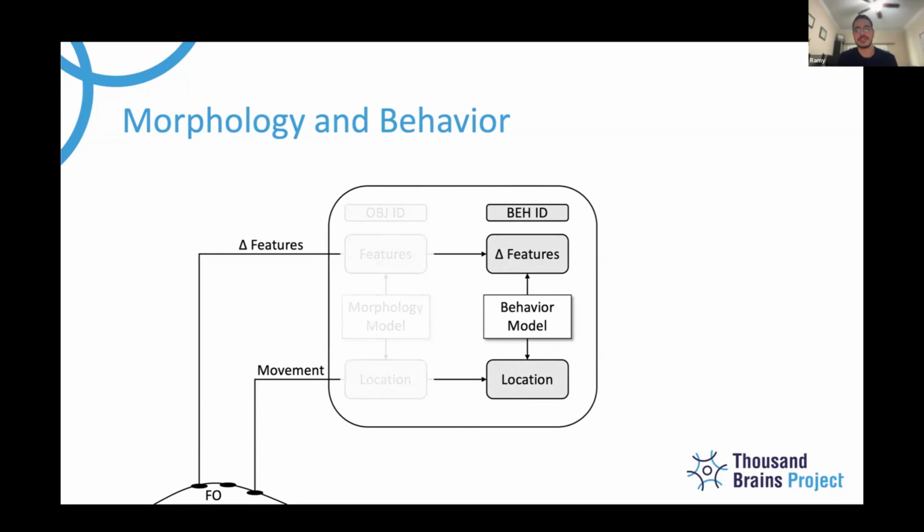So now we just have delta features. That's the only difference. We have the same movements. They're changing a different reference frame, which is the location reference frame of the behavior model. And we just have delta features now, so any changes are going there. And we're also pulling that behavior model into a behavior ID.